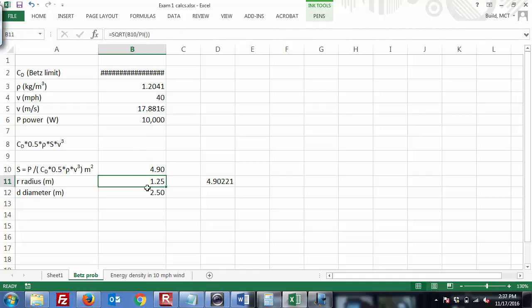So from there we can get the radius. That's just simply the square root of the area divided by pi. And then from there we get the diameter in meters of 2.5 meters. And let's just convert that to feet.